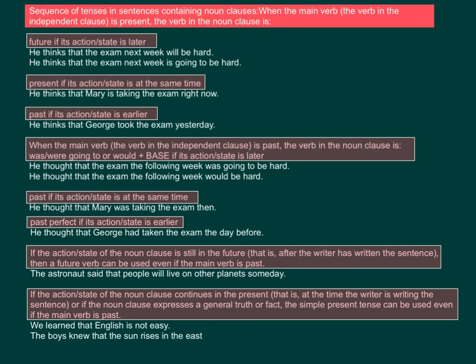Sequence of tenses in sentences containing noun clauses. When the verb in the independent clause is present, the verb in the noun clause is future if its action or state is later. For example, he thinks that the exam next week will be hard. He thinks that the exam next week is going to be hard.